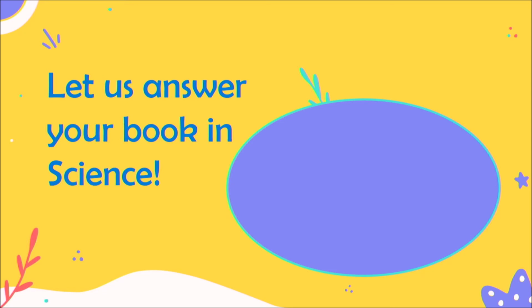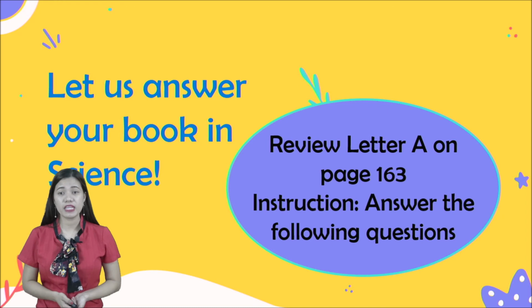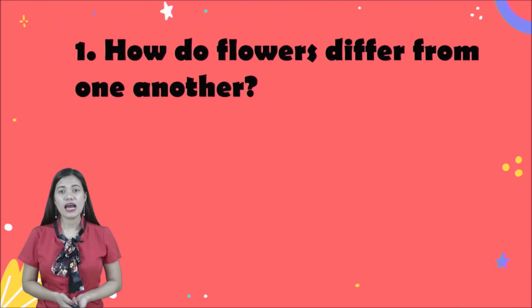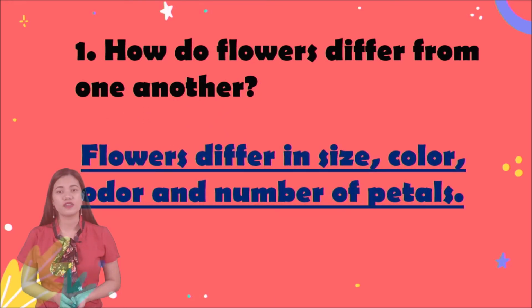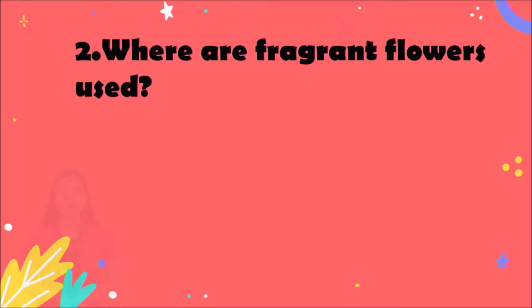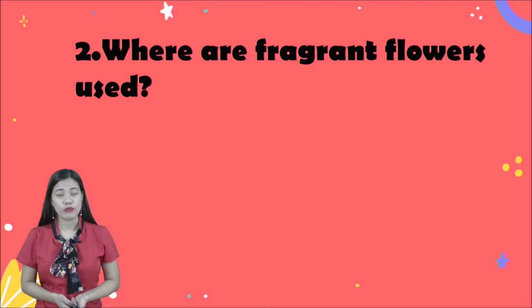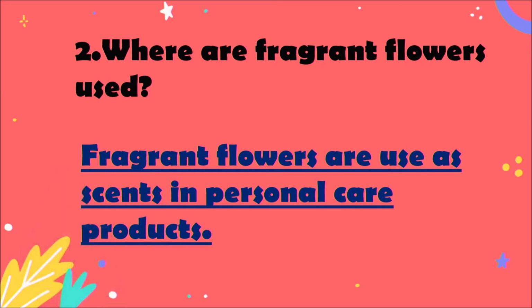Okay, let us answer now your book in science. Kindly answer review letter A on page 163. So here's the instruction, kids. Answer the following questions. Question number 1, how do flowers differ from one another? Of course, flowers differ in size, color, odor, and number of petals. And then question number 2, where are fragrant flowers used? Fragrant flowers are used as scents in personal care products.